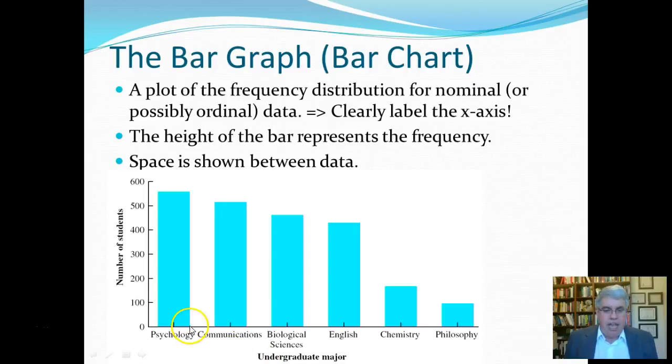But it's important to have this space between the categories because it's not a continuous spectrum going from psychology to communications. It's not like once you've been a psychology major long enough, you become a communications major. No, it doesn't work like that. These are separate categories, so we need the space between them to show that it's not a gradual transition from one to another.